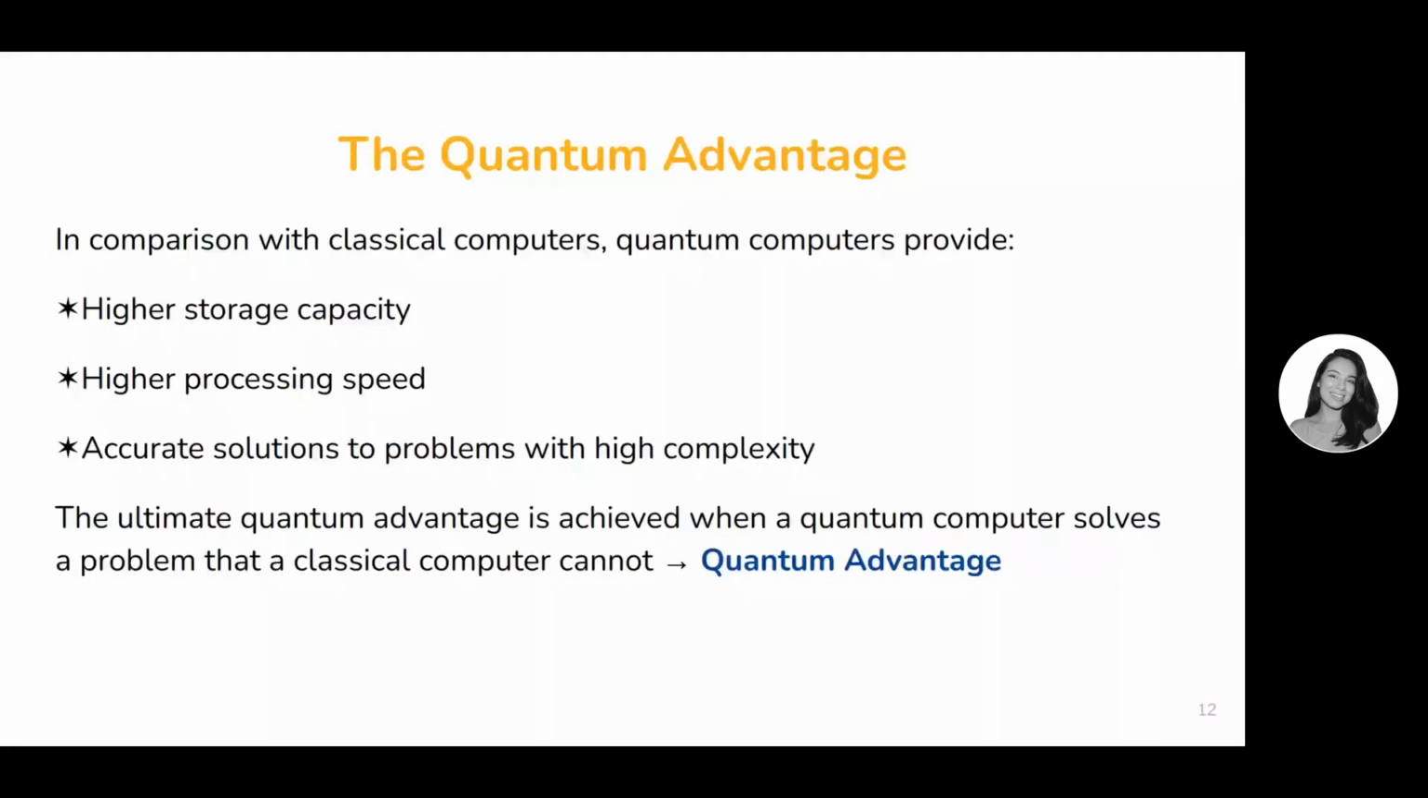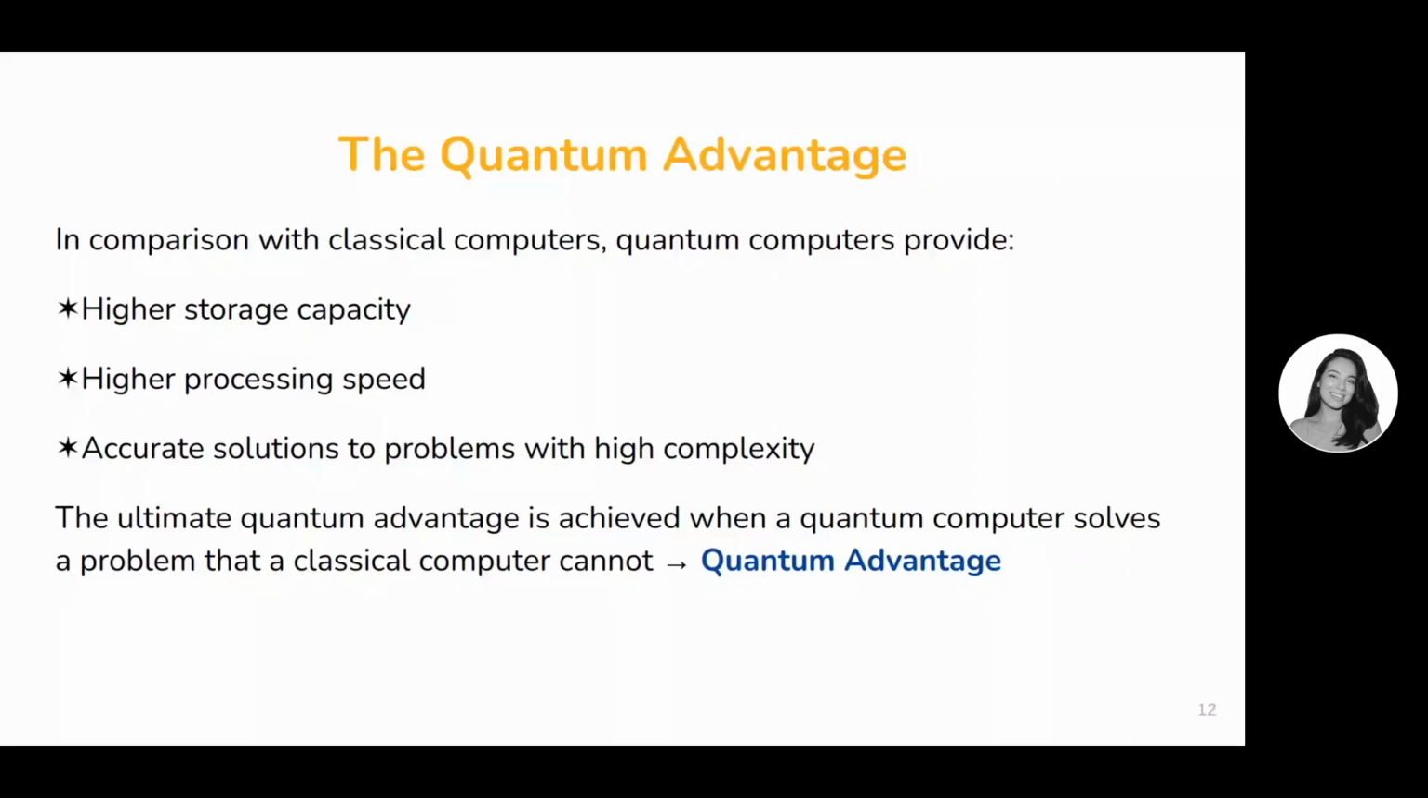So, what is the quantum advantage? In comparison with classical computers, quantum computers provide higher storage capacity if we can build quantum memory. Because quantum memory, even fundamentally speaking, is not easy to build. It's even contradicting some theories or some theorems that we have in quantum mechanics, but we are working on that.